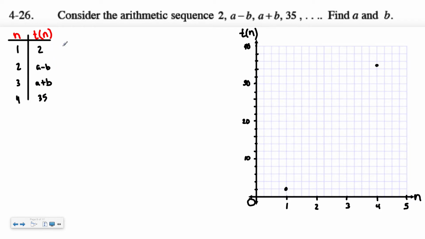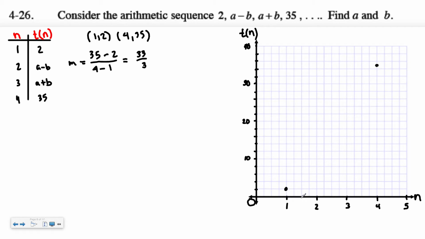If you knew you had a line that extended between the points (1, 2) and (4, 35), you could find the slope of that line. You do the difference in your y's over the difference in your x's. So we'd say 35 minus 2 over 4 minus 1. I'm going to label that as slope because that's what I am using it for. 35 minus 2 is 33, and 4 minus 1 is 3.